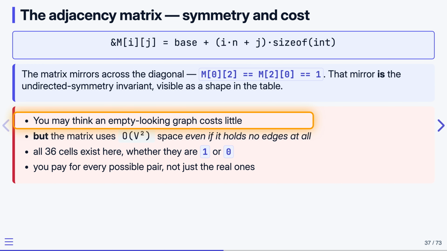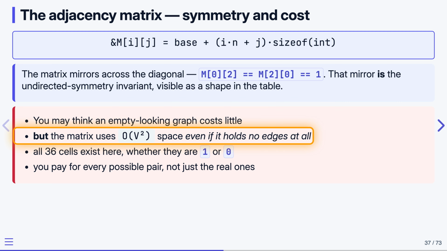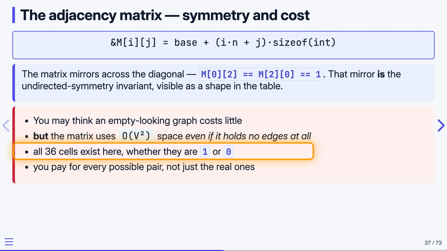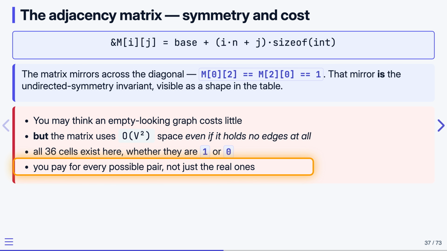One caution about space. You may think an empty-looking graph costs little. But the matrix uses big O of V squared space, even if it holds no edges at all. All 36 cells exist here, whether they hold a 1 or a 0. You pay for every possible pair, not just the real ones.